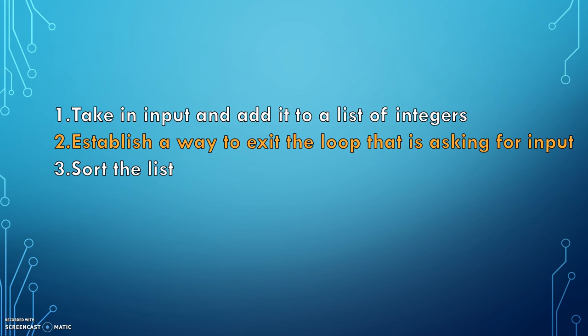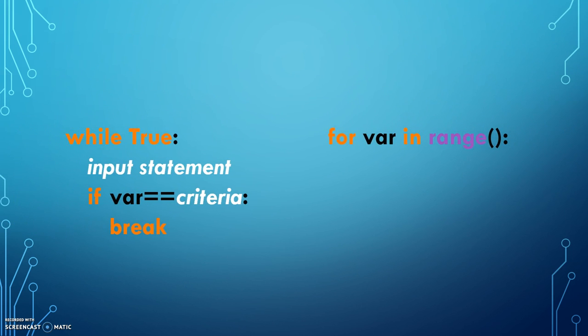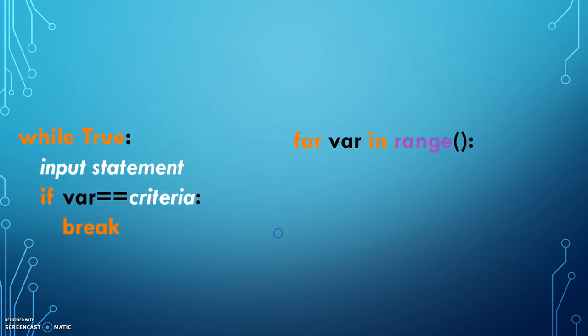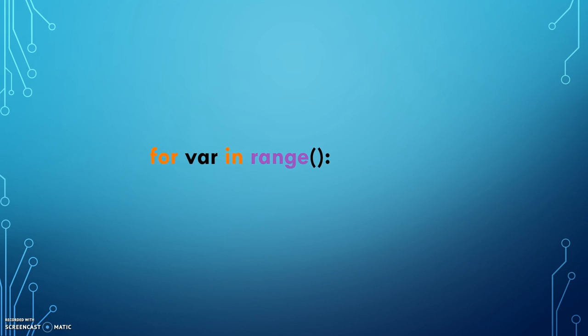There's 2 ways to do this, with a while loop or with a for loop. I haven't taught you how to use the while loop yet, so you'll probably use the for loop. We'll go over the while loop here in a second. So we'll look at the for loop first.